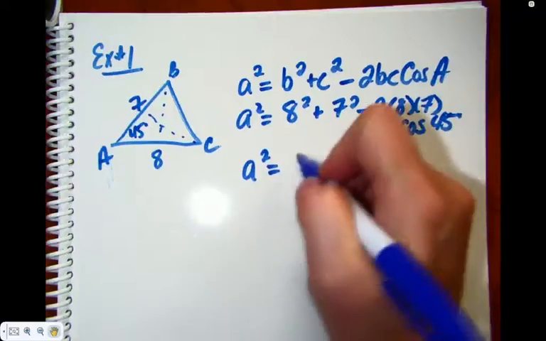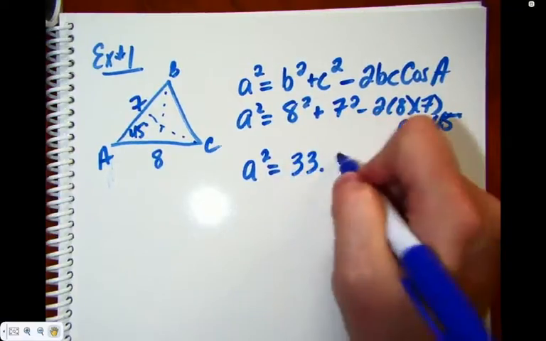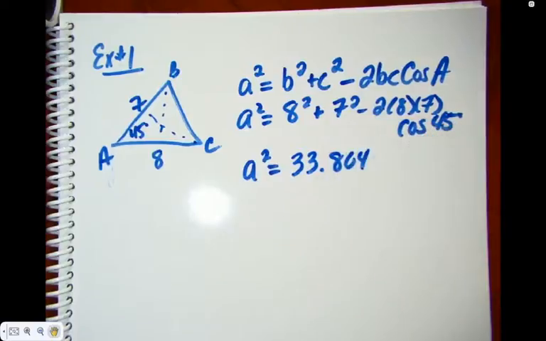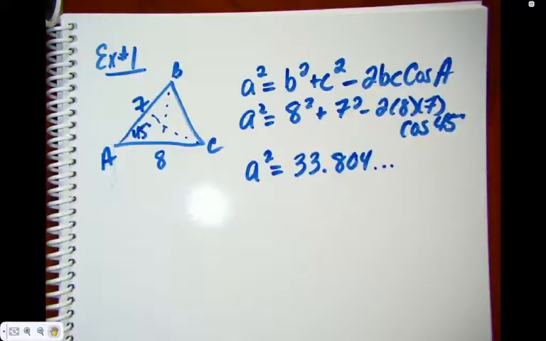Sorry, Brett, a little bit louder. 33.8. Is that rounded? Is that where it ended, or did it go further than that? 804, 04, 04. I'm just going to put dot, dot, dot, just to show we're not rounding yet. If you round here, your final answer will be out, so we don't round till the very, very end. Can someone confirm? 33.804, blah, blah, blah.